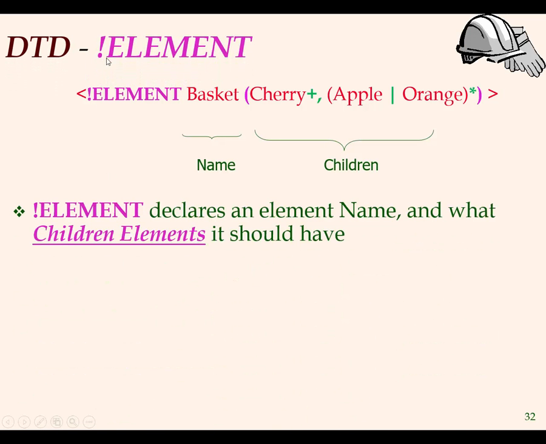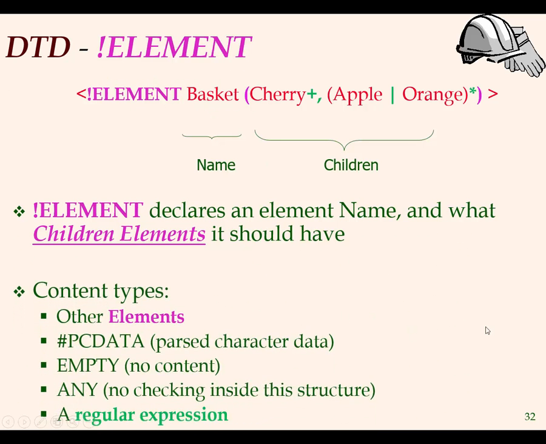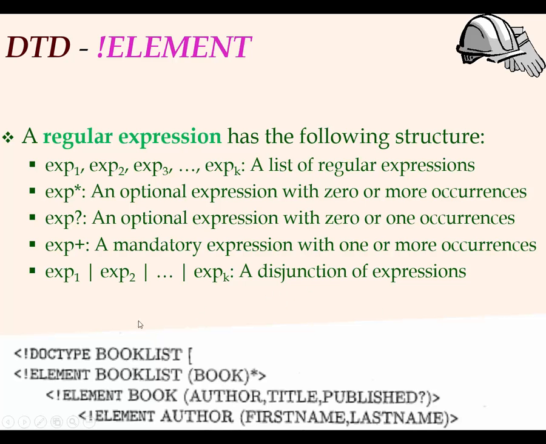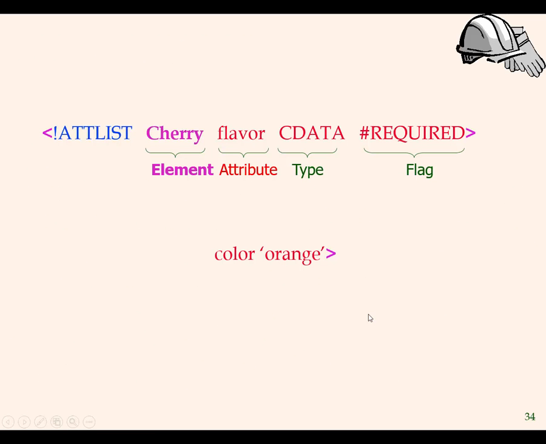In the DTD, these are the elements. Elements can have children. Again, they are satisfying the regular expression. So this is 1 or more, this is 0 or more, this is apple or orange. So these are the rules for the regular expressions and how they are used in this DTD. You separate the elements with a comma. Asterisk means 0 or more. Question mark means optional, 0 or 1, and plus means 1 or more.